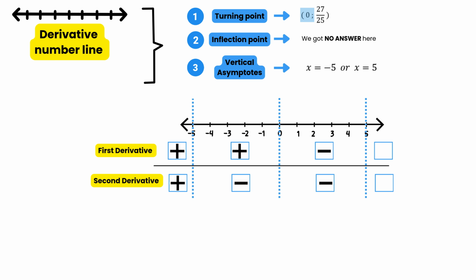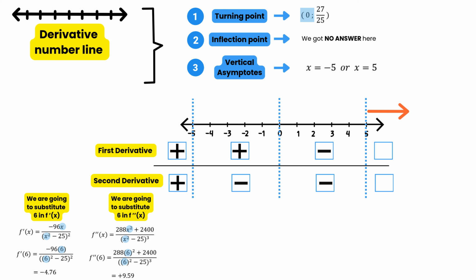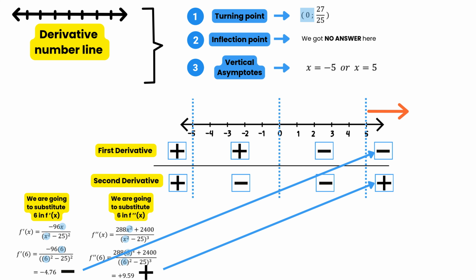Finally, for the last interval to the right of 5, we use something greater than 5. Let's say x equal to 6. Sub it in, check the signs of both derivatives, and write them into your number line chart.